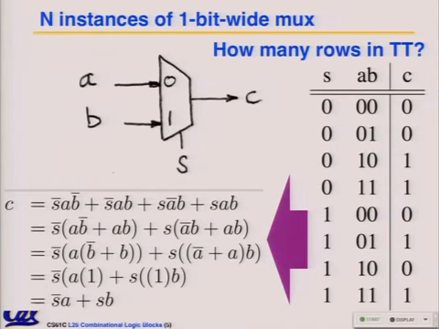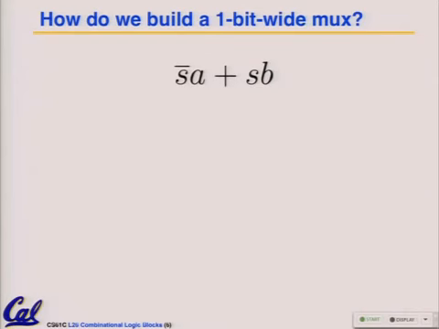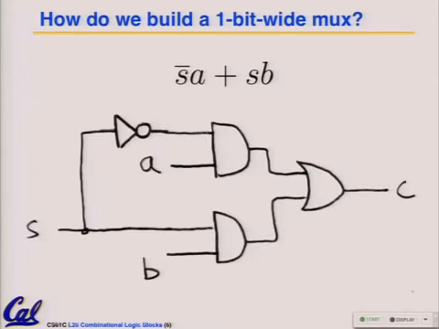Other questions? Okay, so how do we build this? Well, you can see how to build this. It's pretty simple. I've shown you that already. This is a review. That's nothing new on this slide, right? I just take an expression and make my circuitry. And there's my C. That's pretty cool. So you now know how to build a 1-bit wide mux.